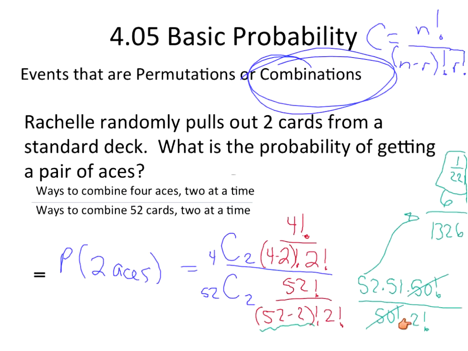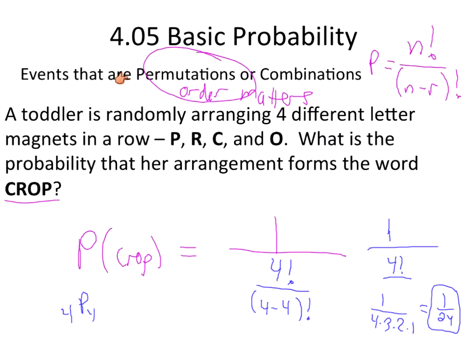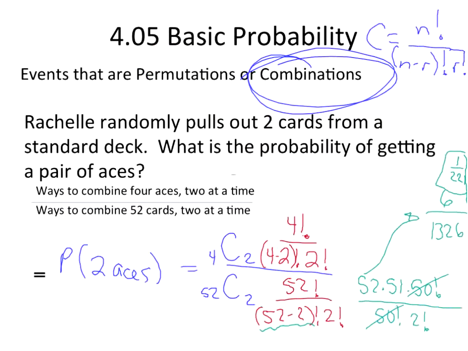Okay, so the last 2 problems covered one where it was a permutation because the word crop, my order mattered. So I'm using my permutation formula. The second one, I was just combining 2 aces. So that's my combination formula. So just remember, that's the biggie. You have to be able to pick out, does order matter or does order not matter? Because it tells you what formula to use.